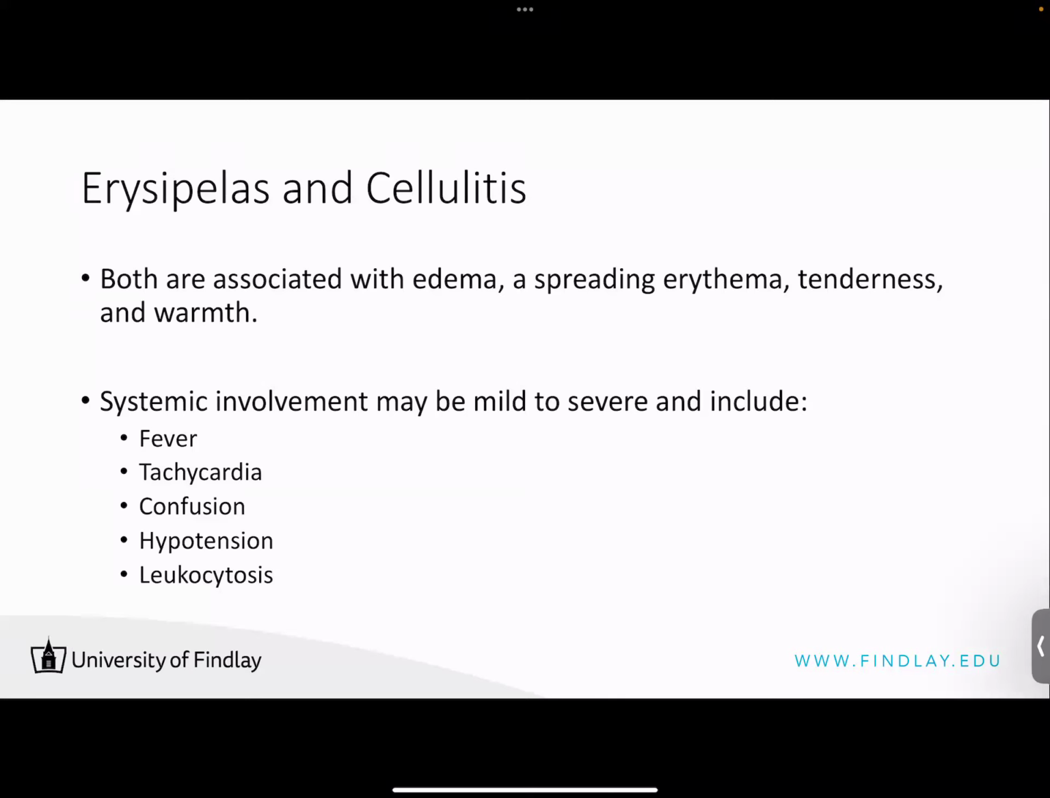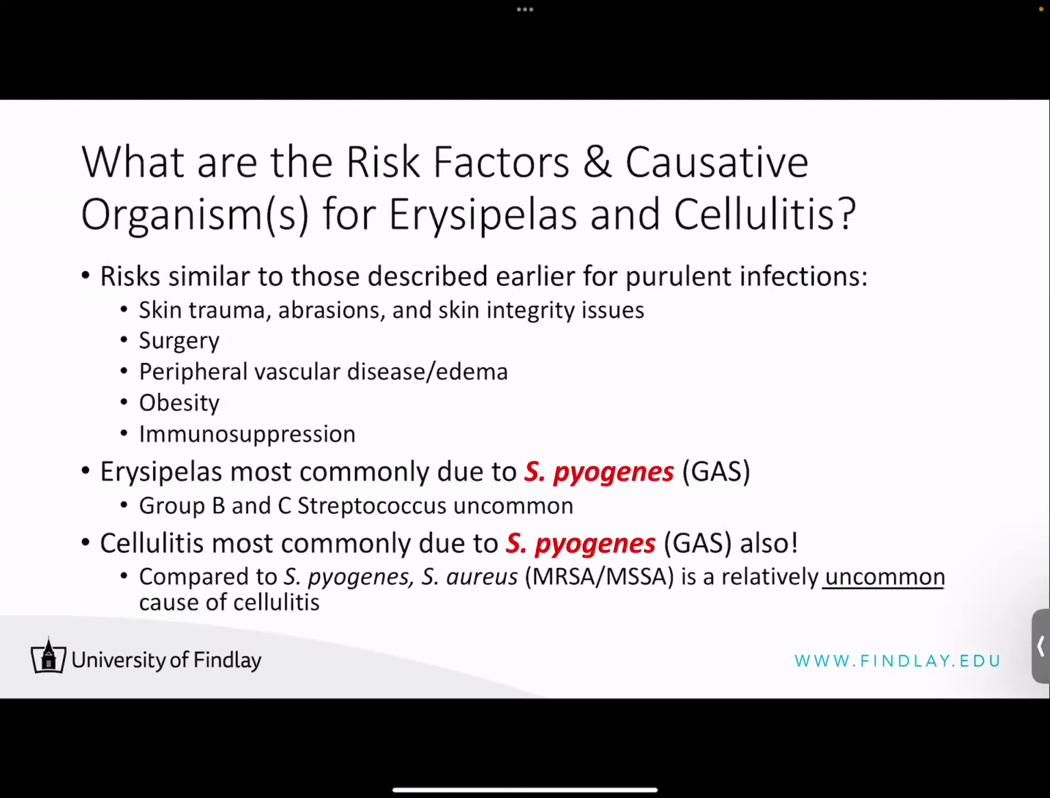Erysipelas doesn't necessarily have a lot of systemic symptoms associated with it, but cellulitis can be mild, moderate, or severe. Fever, tachycardia, even some confusion in severe cases. Hypotension, that's a poor harbinger for outcomes. That means the patient's probably headed towards more of a septic route. And then leukocytosis, as the white count goes up, you've got a bad infection.